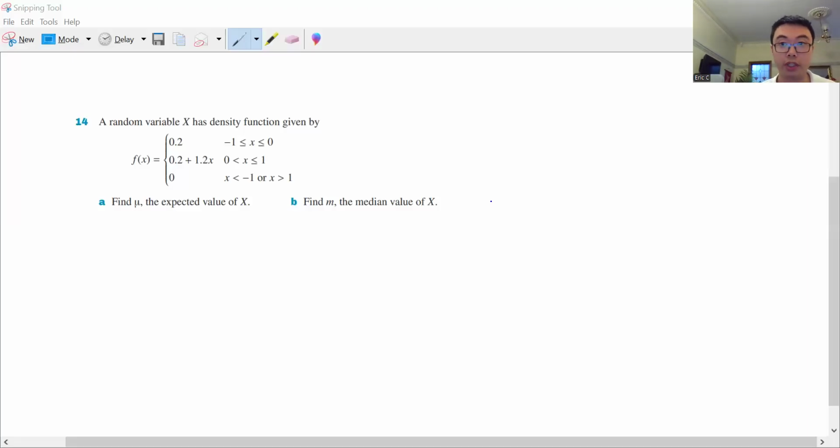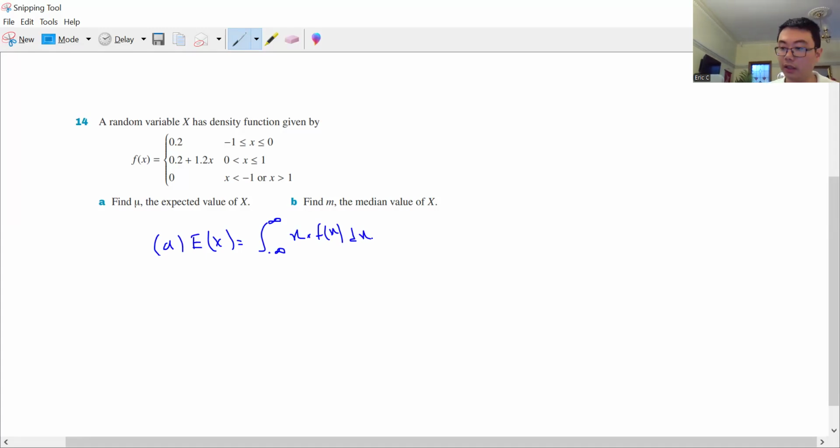Today we'll be going through another tutorial on the Casio ClassPad fx-CP400. The topic will be on probability density function, and we're trying to find the expected value of x and also the median value of x. So let's get started. For part A, to find the expected value of x for the probability density function is basically the integral from negative infinity to positive infinity of x times f of x dx.